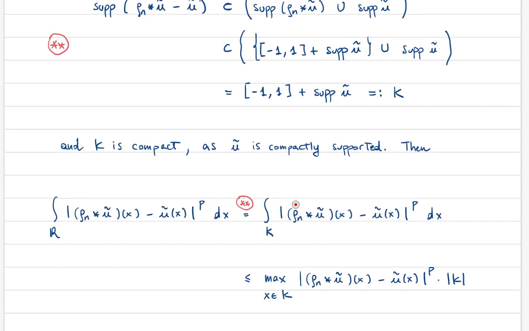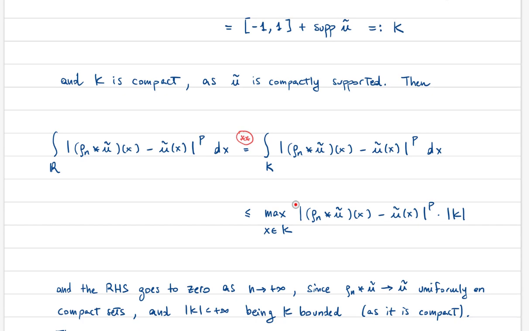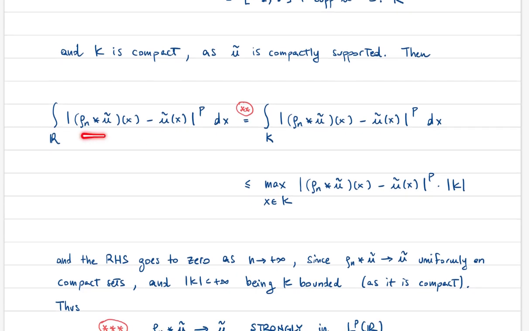Okay, now we need to estimate the Lp norm. So we need to show that this guy here, rho n convolved with u, is converging to u with respect to the Lp norm. So let's just estimate the Lp norm of this difference by 2.